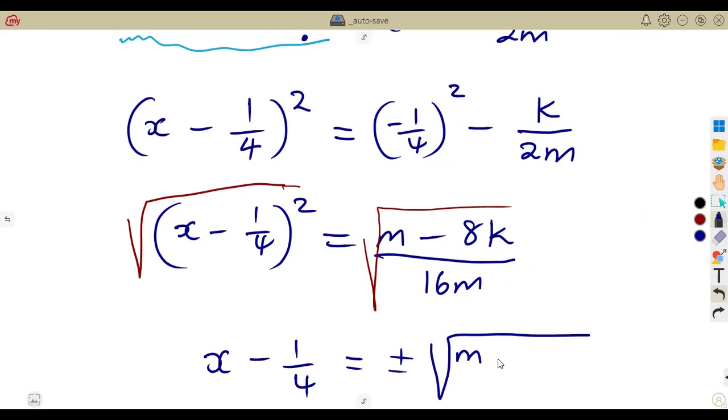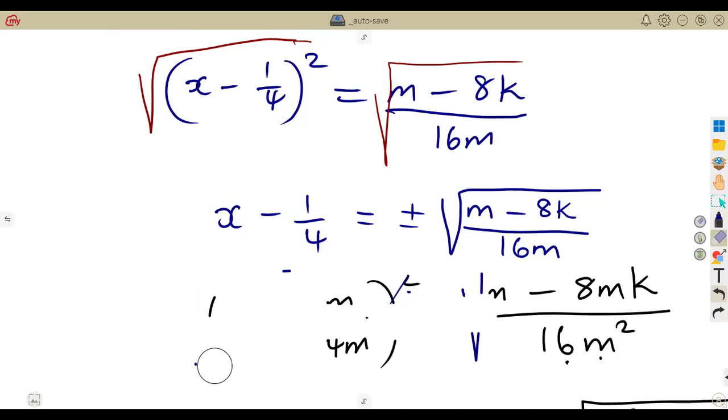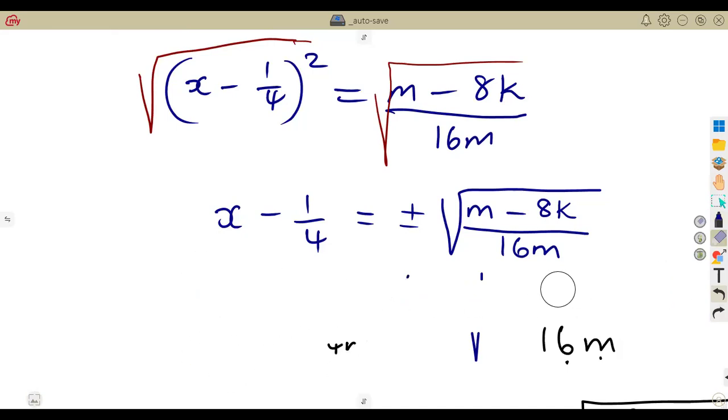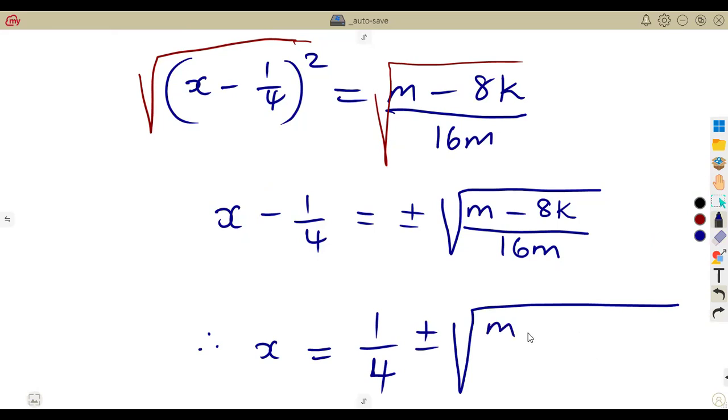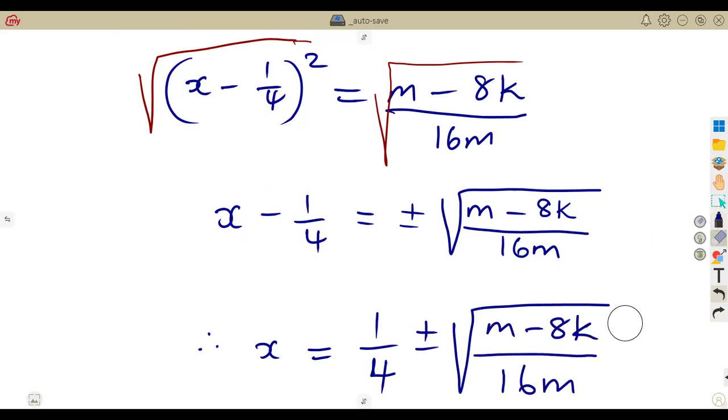So it will remain as it is, which is the square root of m minus 8k over 16m. The other part of our equation, from the left-hand side to the right-hand side, becomes positive. So therefore, x is going to be positive 1 over 4 plus or minus the square root of that part, which we cannot simplify. Remember, this part cannot be simplified. So this is what you're going to have at the end.